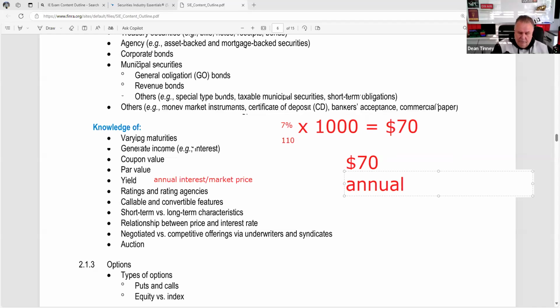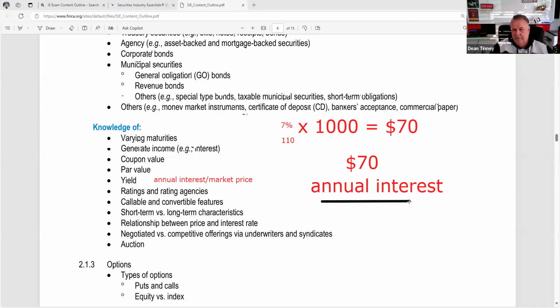And then bonds are priced as a percentage of par, so that's 110% of par. I'm going to divide what it pays me by what it costs me, which in this case is 1,100. How did I get that? I just take par, 1,000 times 110%, which is 1,100.